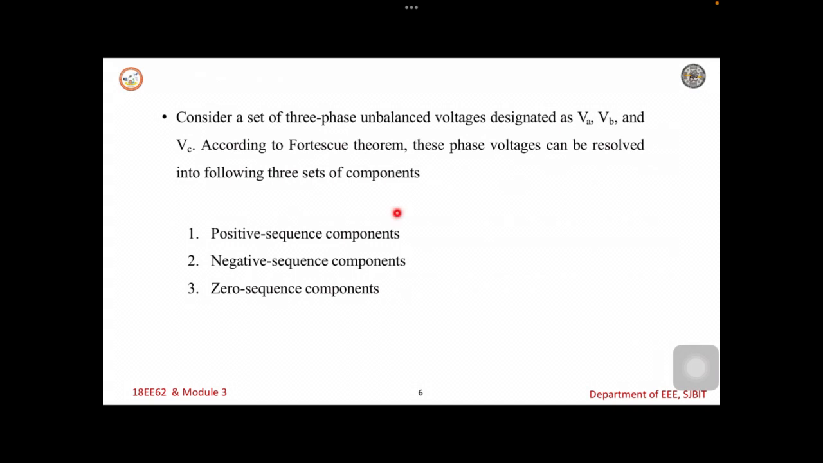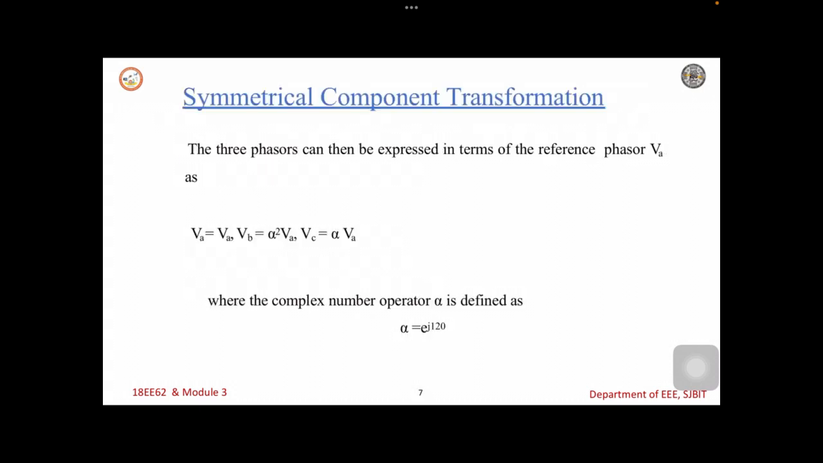So here let us consider the three phase unbalanced voltages as VA, VB, VC. Since VA is different, VB is different, VC is different, these are the voltages. According to Fortescue's theorem, these phase voltages can be resolved into three sets of components, that is positive sequence component, negative sequence component, and zero sequence component. Let us understand what is positive sequence component. Positive sequence component consists of three phasors all equal in magnitude, and they are phase spread from each other by 120 degrees, and hence the phase sequence is the same as the original phasors.